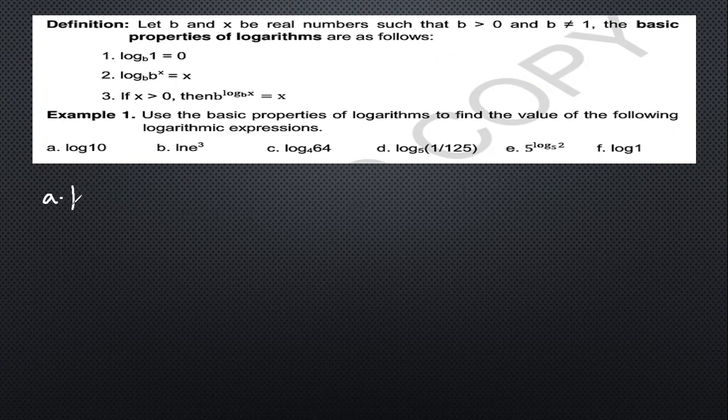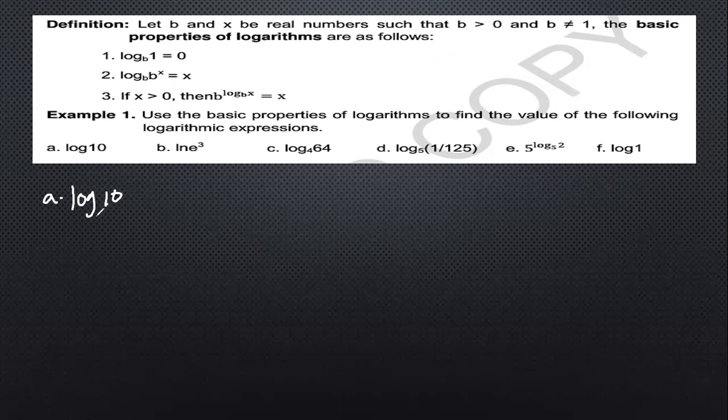In the letter A, we have log of 10. It is obvious that there is no base written, so it is understood that the base is 10. Since this is a base of 10, you have an imaginary 10 there. So they are just the same, so it is obvious that we will use property number 2. But the problem is, what is the exponent? It is understood that the exponent here is 1. So here, your answer is 1. Just as simple as that. We just use property number 2. You just get the exponent, and that is now your answer.